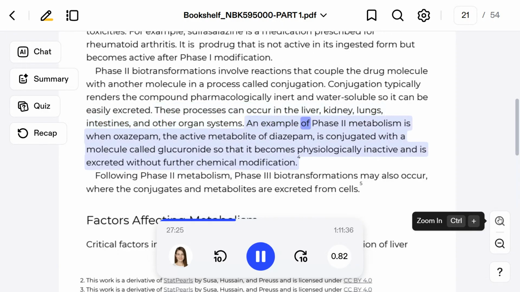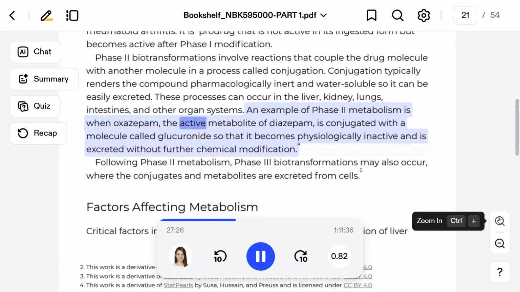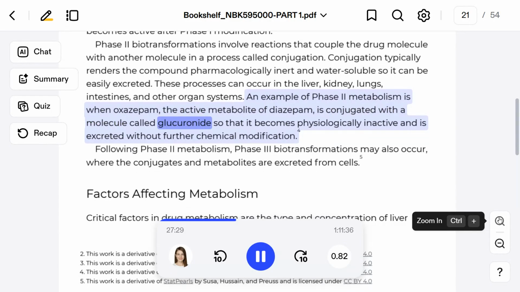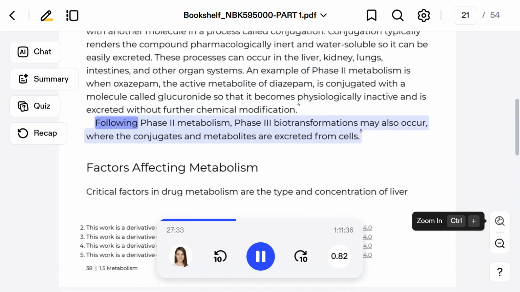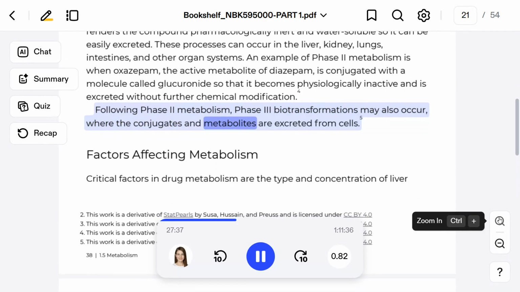An example of phase 2 metabolism is when oxazepam, the active metabolite of diazepam, is conjugated with a molecule called glucuronide, so that it becomes physiologically inactive and is excreted without further chemical modification. Following phase 2 metabolism, phase 3 biotransformations may also occur, where the conjugates and metabolites are excreted from cells.